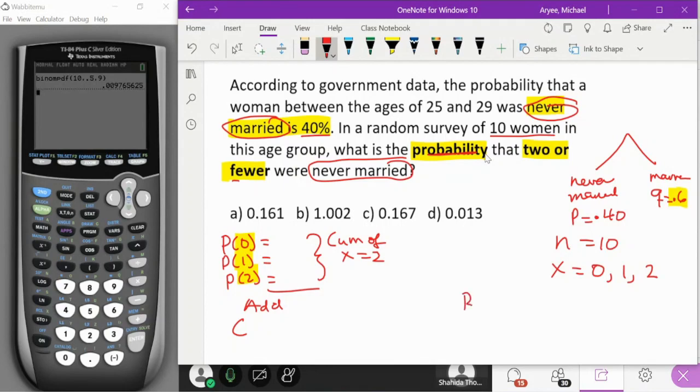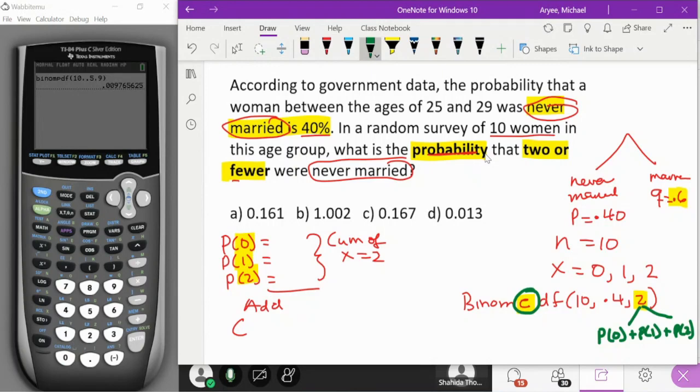I can do, for example, binomCDF. So I write 10, I write 0.4, and I write 2. As long as you choose the word C here, this 2 means from 0 to 2. So the 2 over here means P of 0 plus P of 1 plus P of 2. So that is what the job of the C is doing for you. All you got to do is just go to CDF and then answer it. All right, so let's do it.